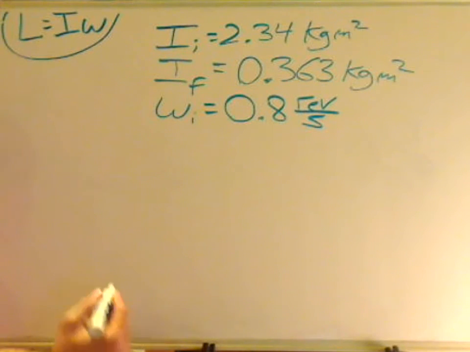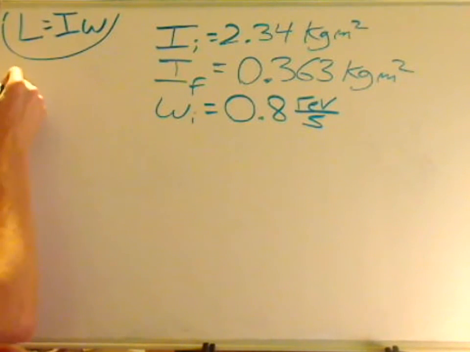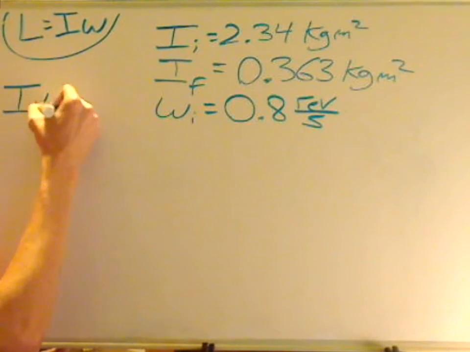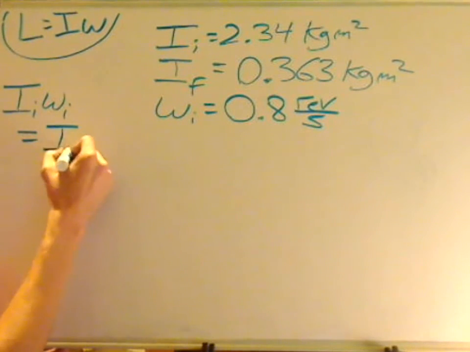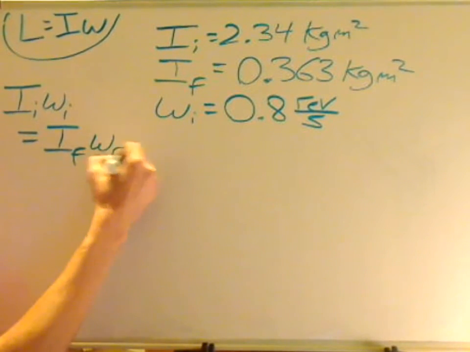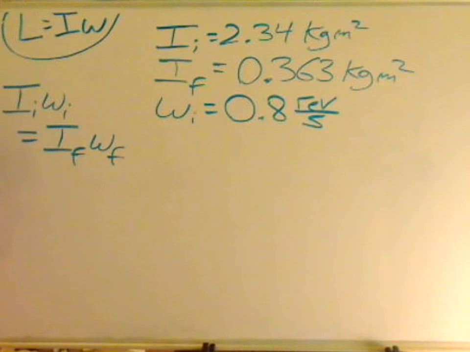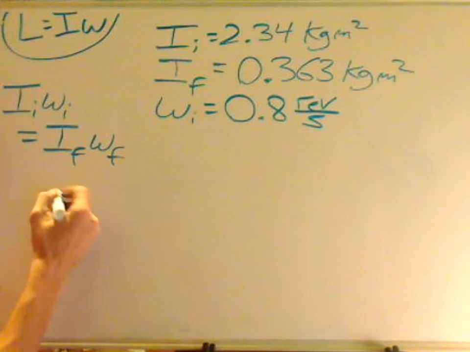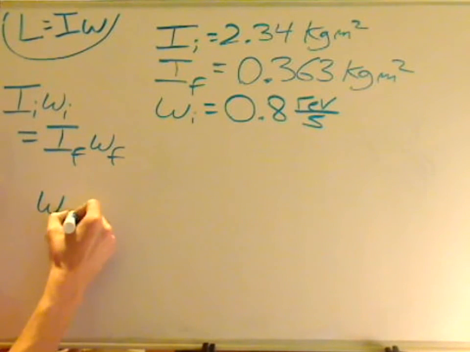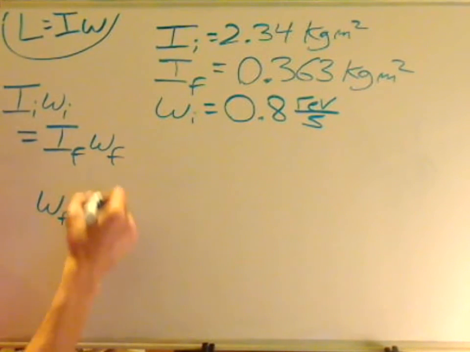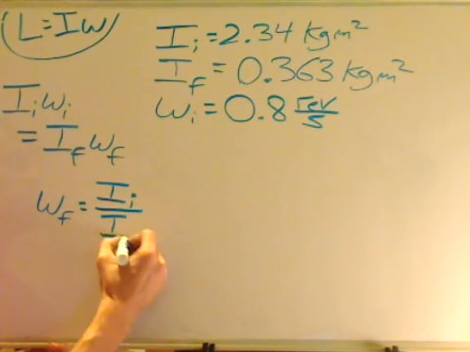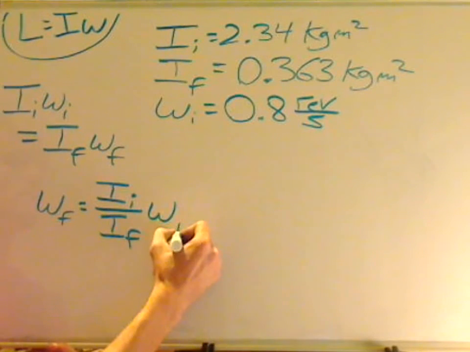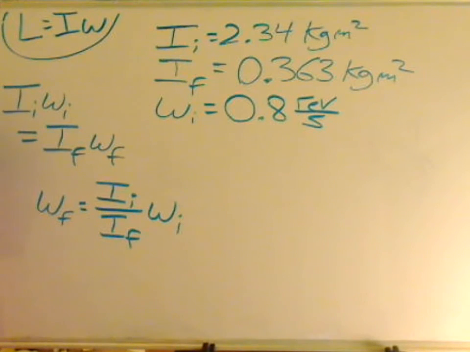Okay? And conservation of the angular momentum tells us that the initial moment of inertia times the initial angular velocity is equal to our final moment of inertia times final angular velocity. Okay? Now if we divide both sides of this equation by our final moment of inertia, we see that the angular velocity in the final situation is equal to the initial moment of inertia divided by the final moment of inertia times the initial angular velocity.